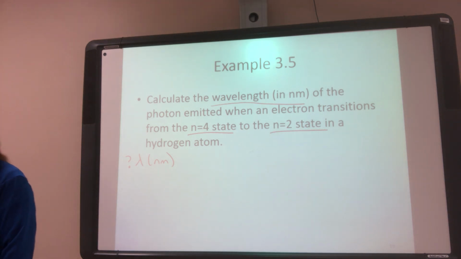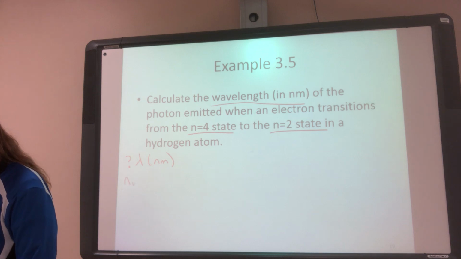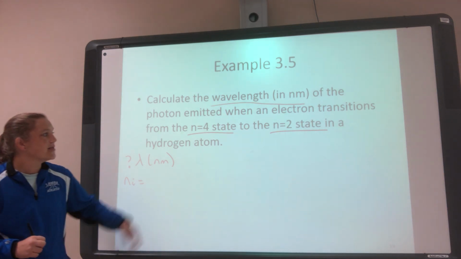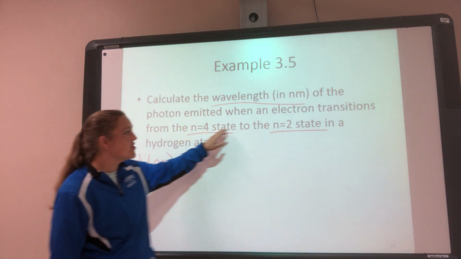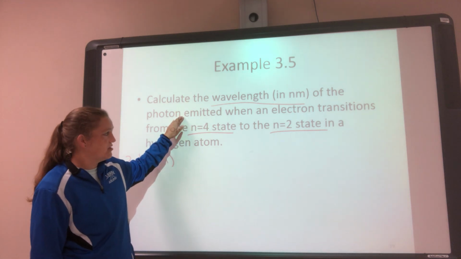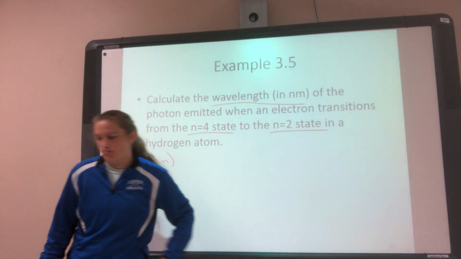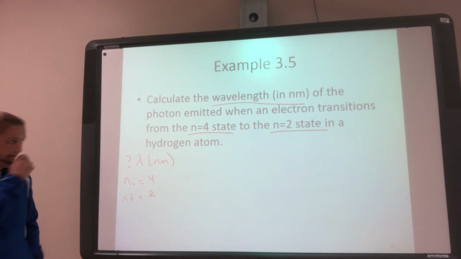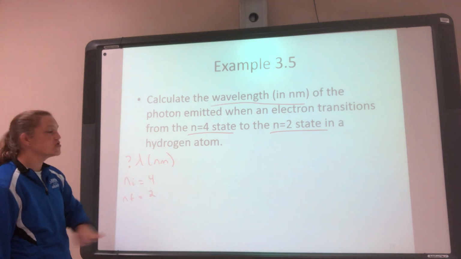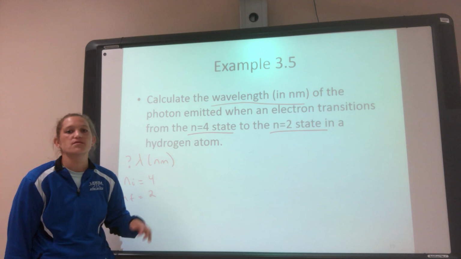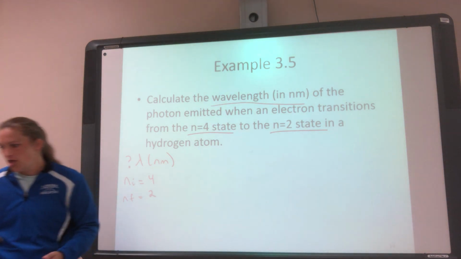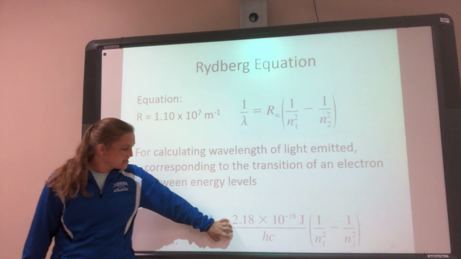So where did I start? What would be my initial N value? Where does my electron start? My electron goes from the N equals 4 to the N equals 2. And we know it's emission, so it's got to be higher to lower. So my initial N is 4 and my final N is 2. All right, so I've got N's and I need wavelength. There's only one equation you're going to learn this whole semester that has N's and wavelength, and that's my Rydberg equation. So you want to use this one, okay?